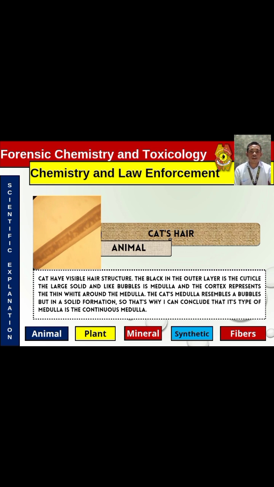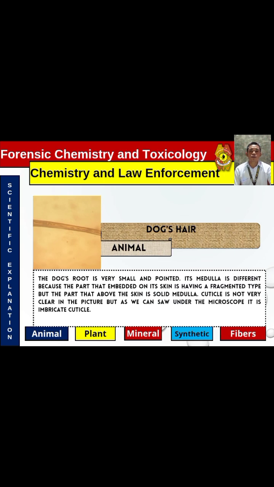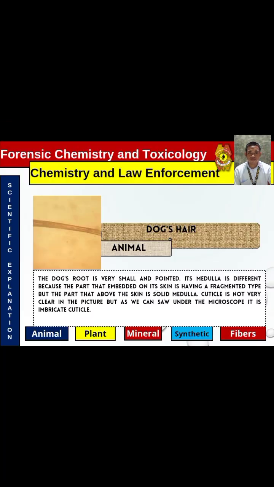Last hair sample is from a dog. The dog's root is very small and pointed. Its medulla is different because the part embedded in its skin is the fragmented type, but the part above the skin is solid medulla. Cuticle is not very clear in the picture, but as we can see under the microscope, it is an imbricate cuticle.